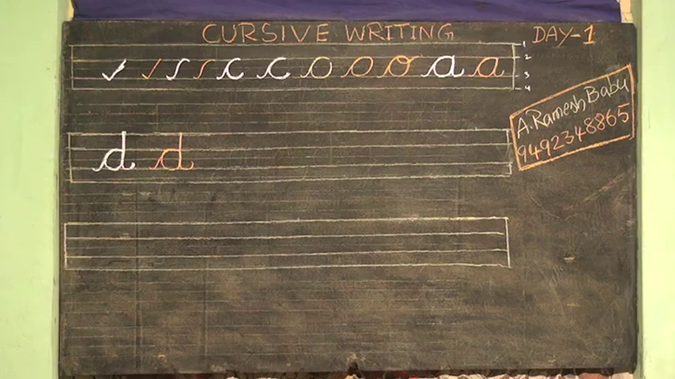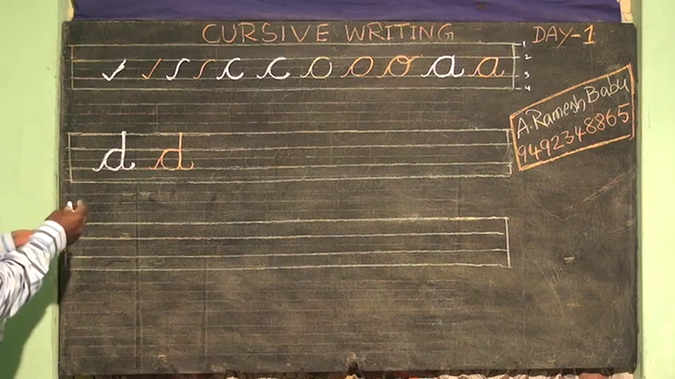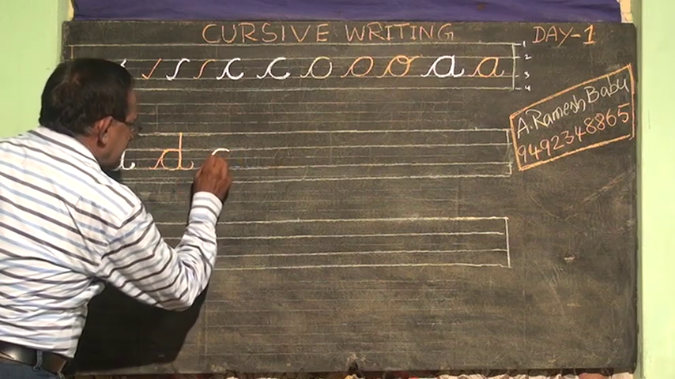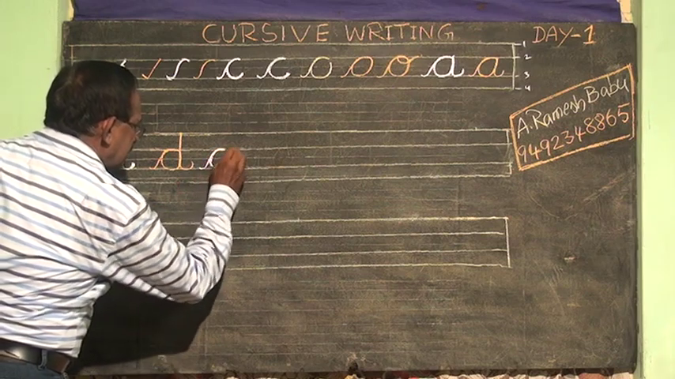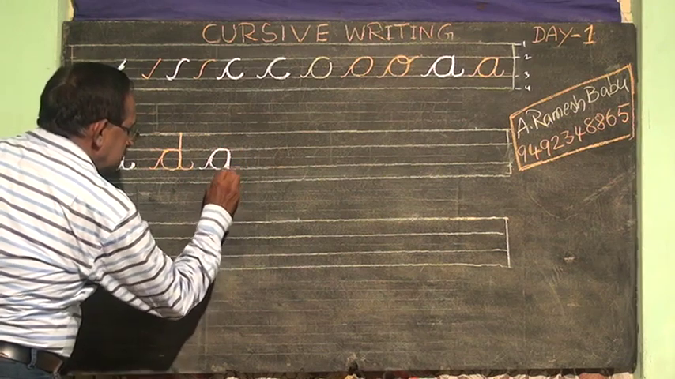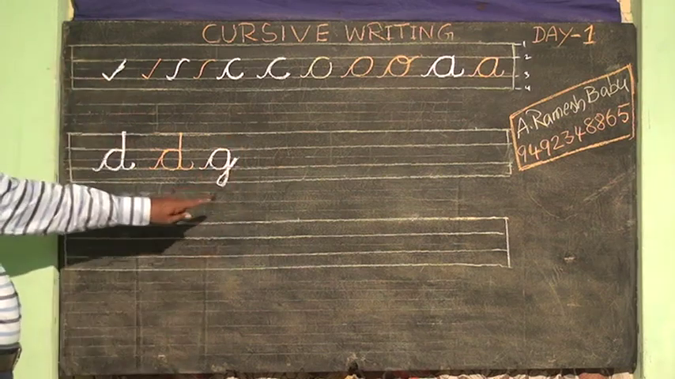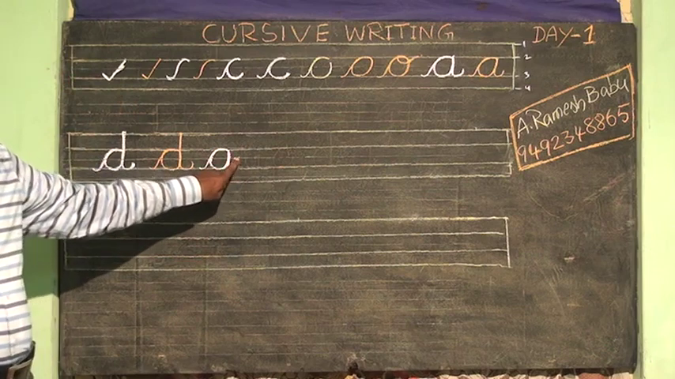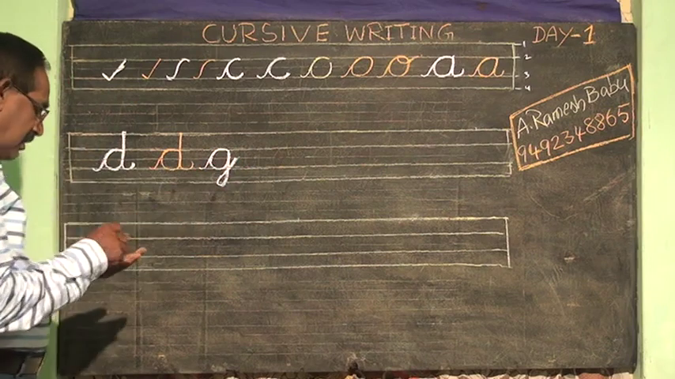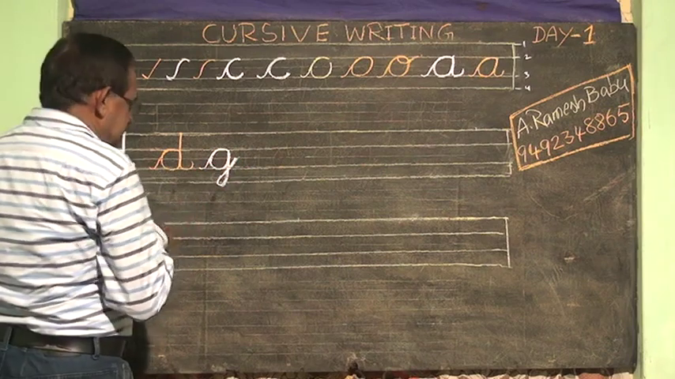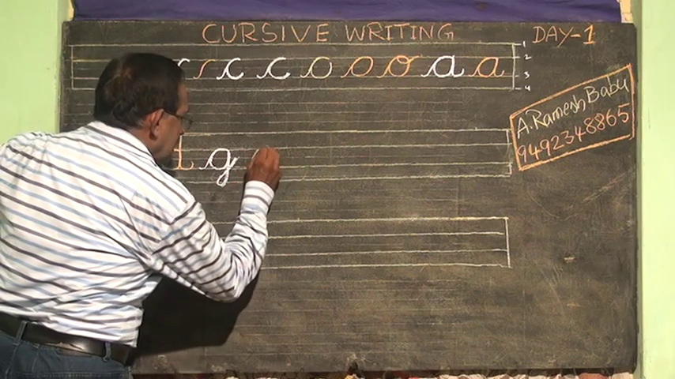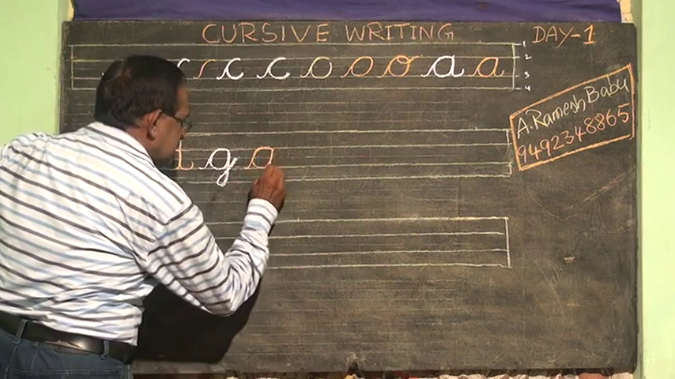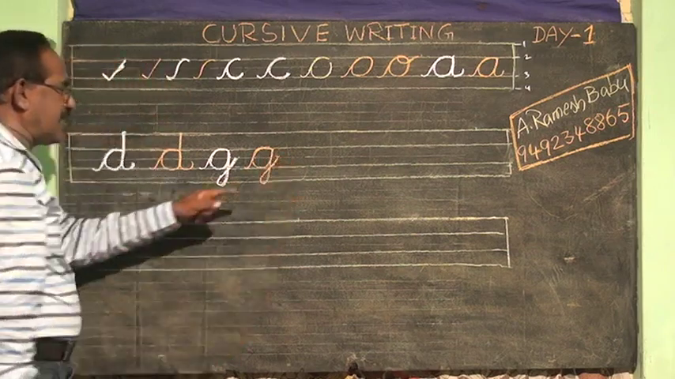After that, write down G. All letters are written on the base of the circle only. G. This curve you have to end in the middle of the two lines. You have to stop at the middle of the two lines. I write again, observe now D, G. Observe here G. Yes, stop it here in the middle of the two lines, G.